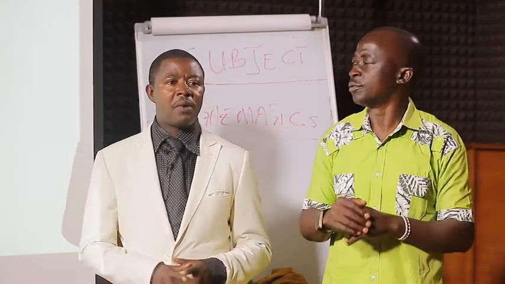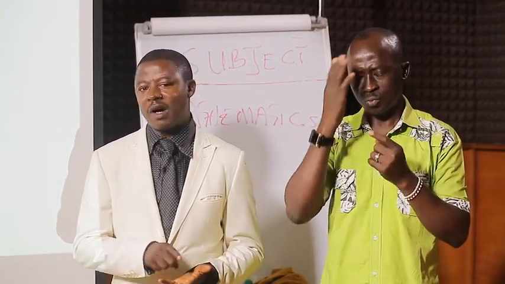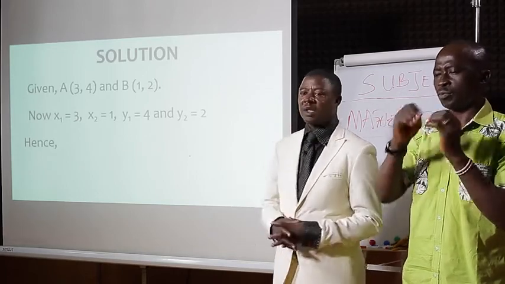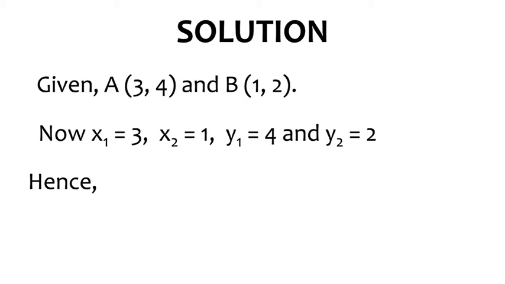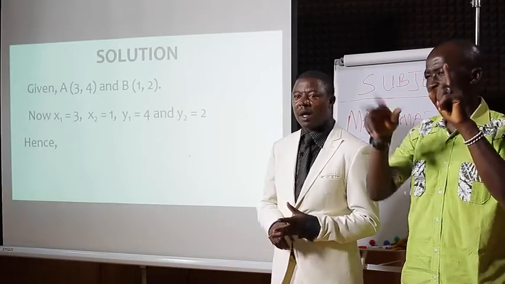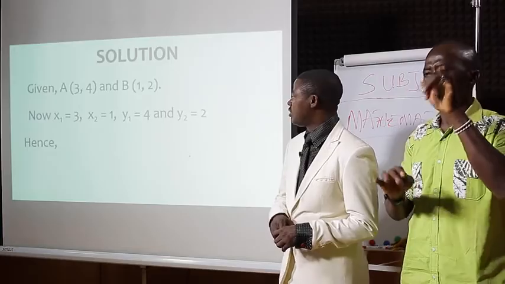Solution. When you are given a question as a student, you need to determine all your variables. So from the question given, A is at the point (3, 4) and B is at the point (1, 2). In this case, our x1 is 3, our x2 is 1, while y1 is 4, and y2 is 2. x1 is 3, x2 is 1, y1 is 4, and y2 is 2.